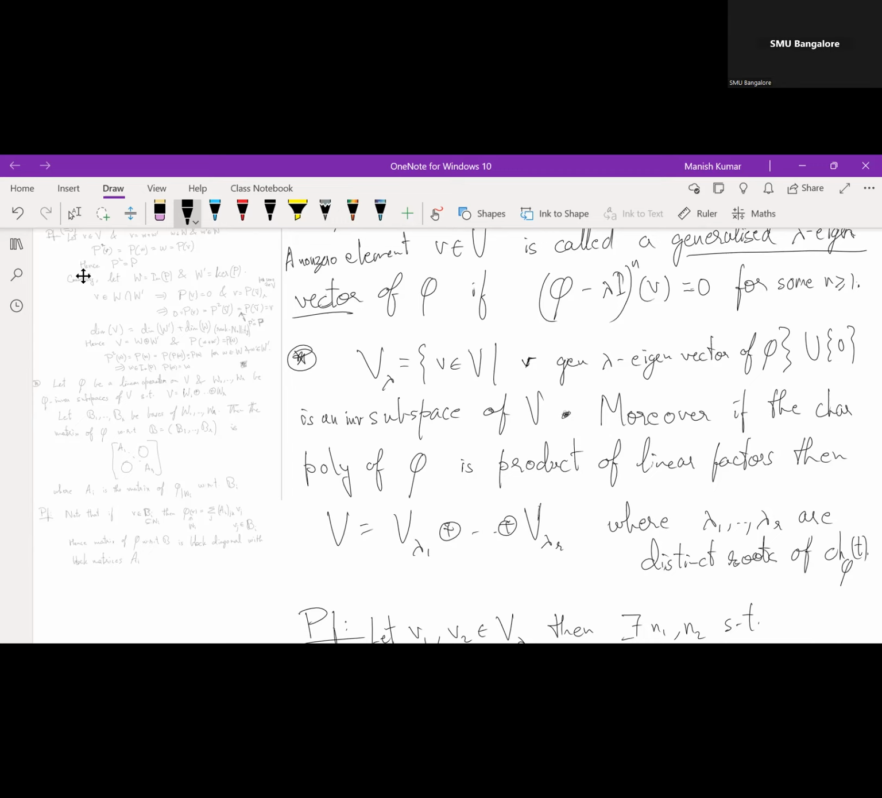Here lambda 1 to lambda r are distinct roots of the characteristic polynomial. We consider them all different because V lambda only depends upon lambda, not upon the multiplicity of lambda in the characteristic polynomial. We'll begin by proving this, and then maybe I'll come to the discussion about why generalized eigenvectors are related to the Jordan form.